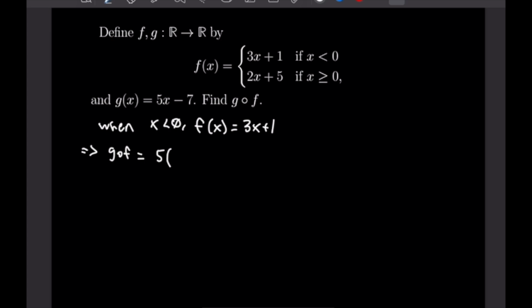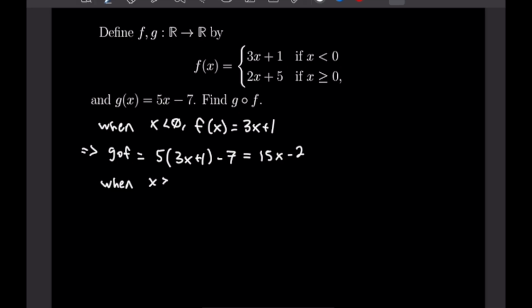We'll have 5 times 3x plus 1, minus 7. And that will give us, well, 5 times 3x is 15x. Then we'll have plus 5 minus 7, so then we'll have minus 2. So that is our g composed with f when x is less than 0. So next, let's do when x is greater than or equal to 0.